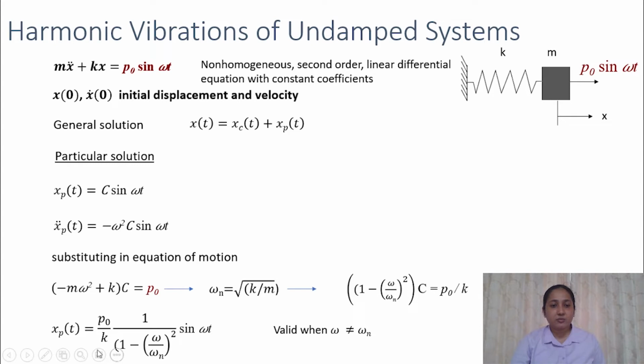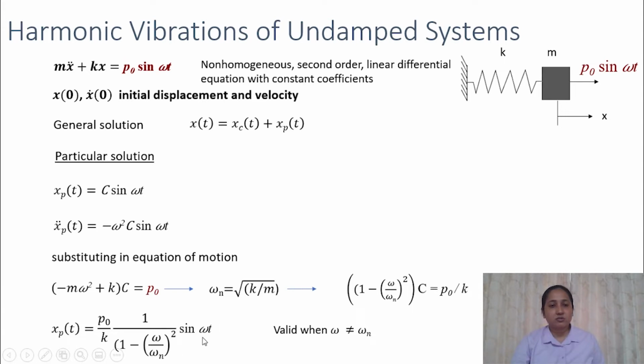And if you look at this particular solution, when omega becomes equal to omega n, that is when the forcing frequency is equal to the natural frequency of the system, this particular solution is non-valid. Our denominator will be 1 minus 1 is equal to 0. So this is not defined at omega is equal to omega n. So we have to find another solution for the condition when omega is equal to omega n. That we will do later.